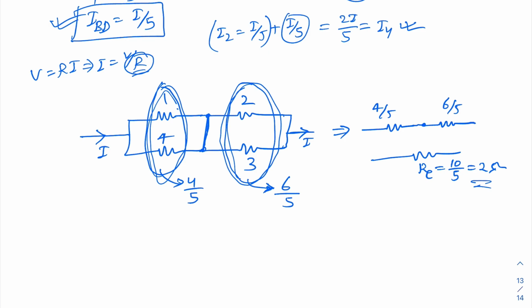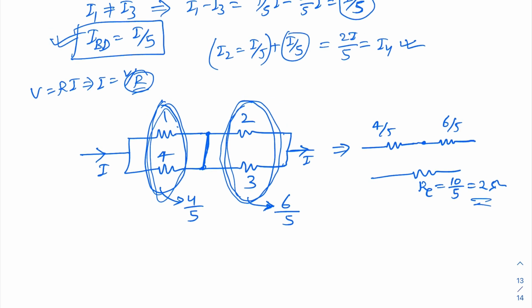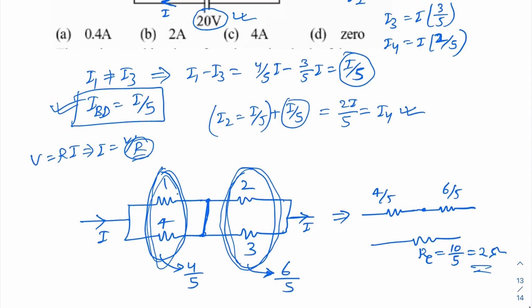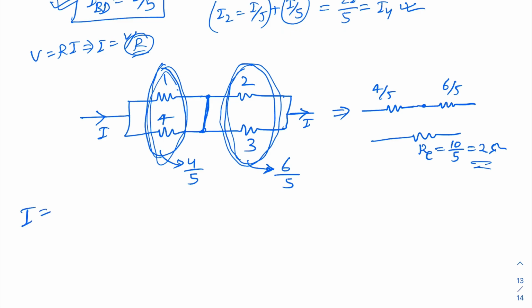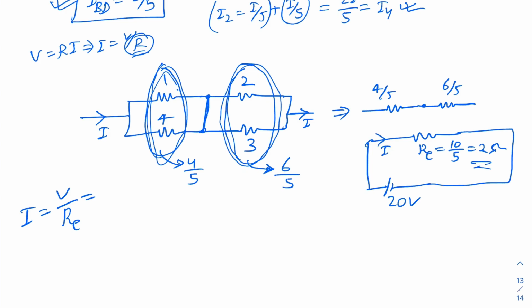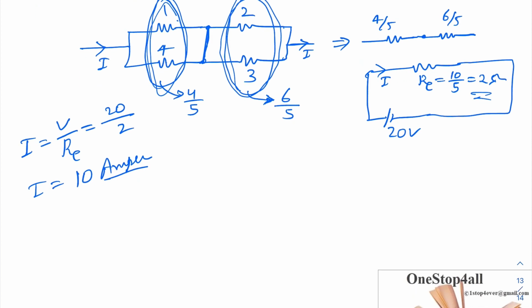Now we need to find IBD. IBD current will be how much? We need to find the total current I, that is voltage V by R equivalent. Voltage is 20 volt, the current is I, and the R equivalent is 2. So 20 upon 2, I will be 10 ampere. So current I is 10 ampere.